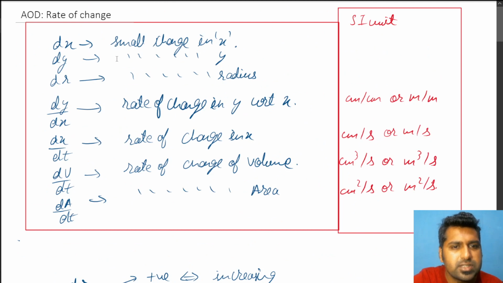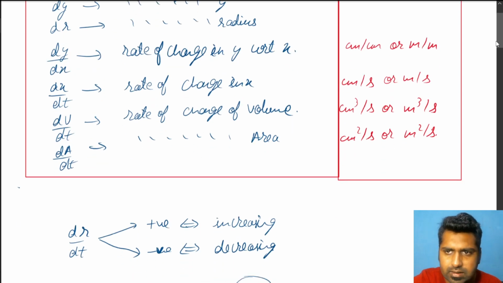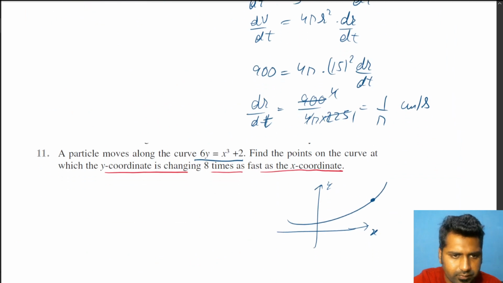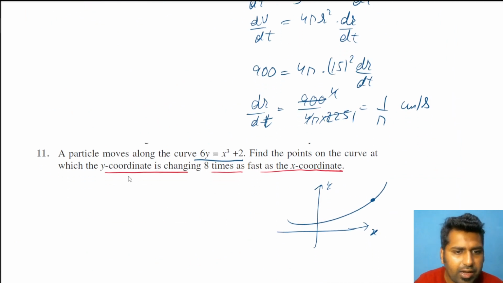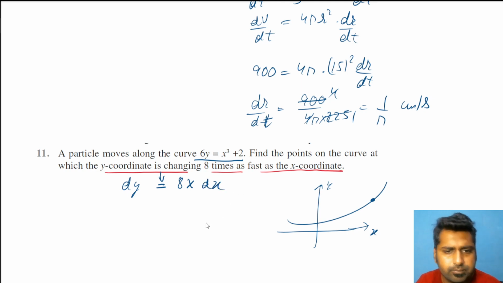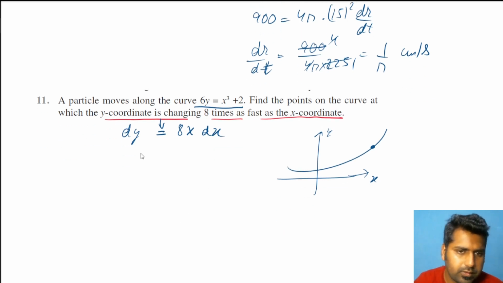What is dx? Change in y, or small change in y. D means small, of course, but basically dy, dx mean change in y, change in x. Okay, now let's come back to the question. The y coordinate is changing, meaning dy, is changing at 8 times, means 8 multiplied by x, as fast as the x coordinate, meaning the change in x also, that means dx. So this is nothing but dy is equal to 8 dx.